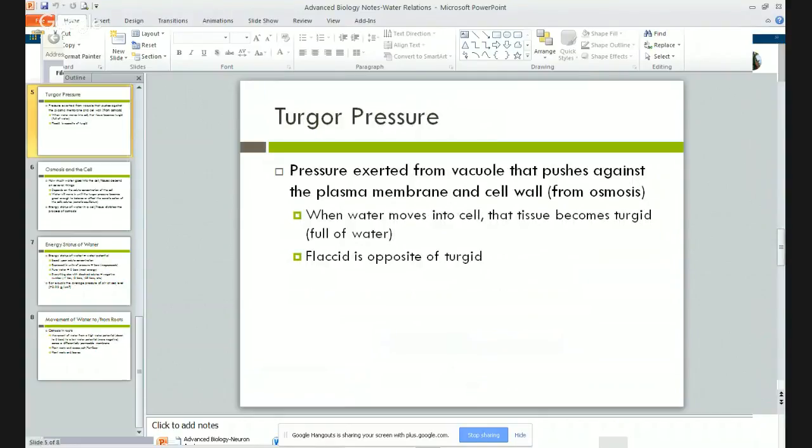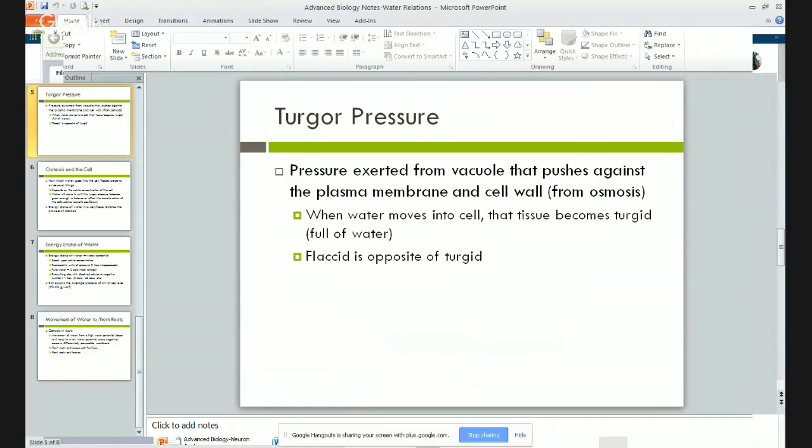I know we talked about turgor pressure a long time ago, I think in first quarter, when we were reviewing cells, but I figured we'd come back and review that. Turgor pressure is the amount of pressure that your vacuole exerts when it pushes against the plasma membrane and subsequently your cell wall. So when water moves into the cell, that cell becomes turgid, or full of water. So nice and full and plump.